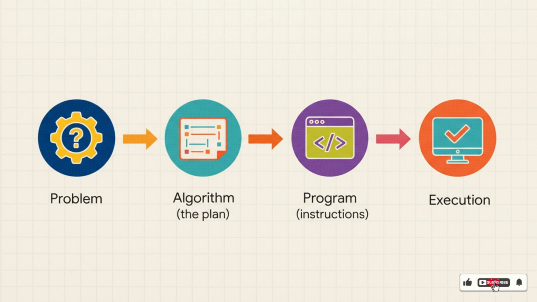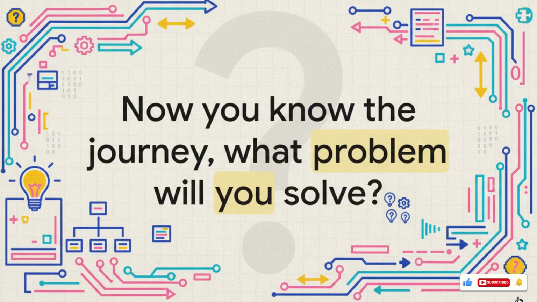We started with a simple problem. We made a logical plan, our algorithm. We wrote a program with clear instructions. And finally, we used a translator to turn it into something the computer can actually run. That, in a nutshell, is what programming is all about. See? It's not magic at all, is it? It's just a series of really logical steps.